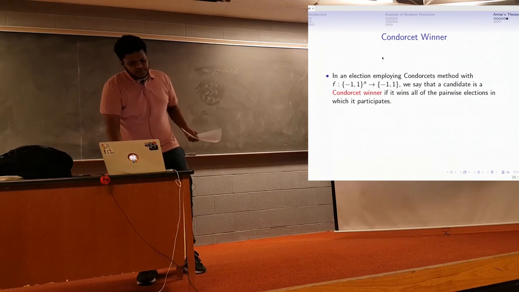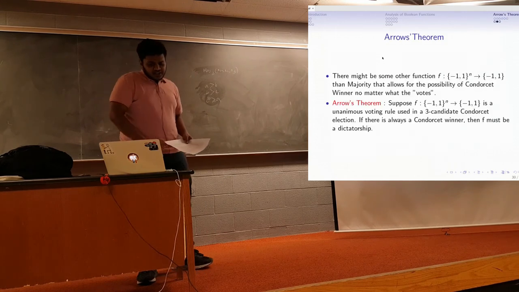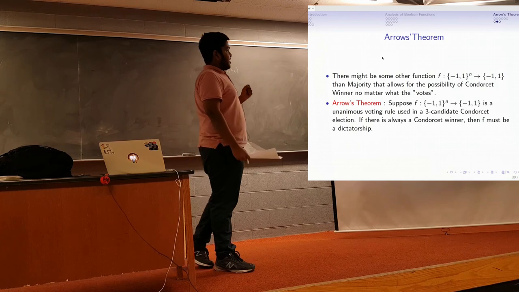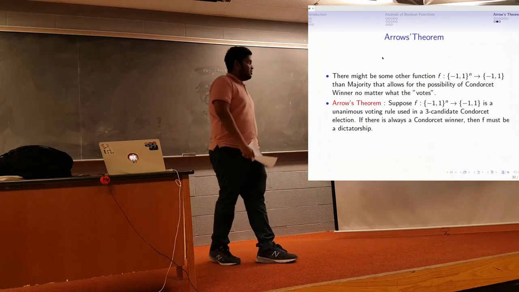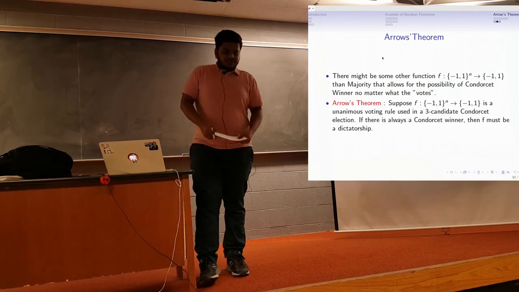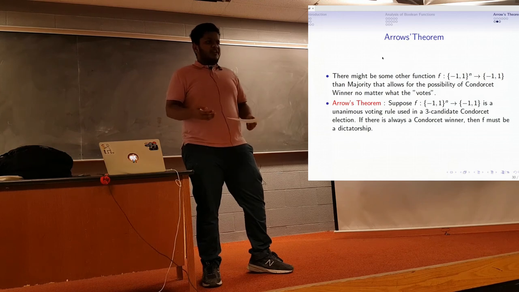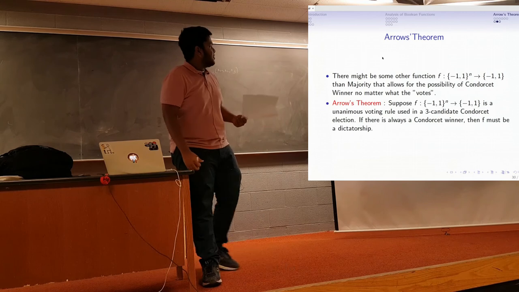But this is where the brilliance of Arrow's theorem comes in. Arrow's theorem states that if you have any unanimous voting rule that is used in a three-candidate Condorcet election, then F must be a dictatorship. And Arrow proved this theorem in 1951, and I think he won the Nobel Prize for this theorem.